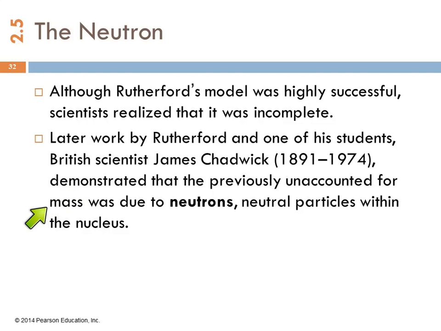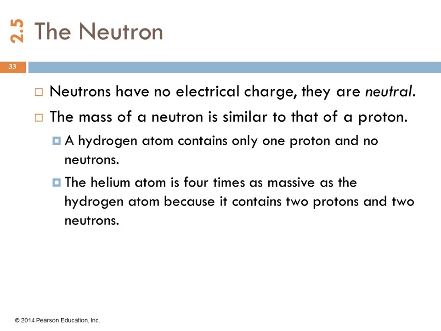They figured out that the unaccounted for mass was due to neutrons. So there are not just protons in the nucleus, but there's another particle. It's called a neutron, and it's neutral. Okay? Neutrons are neutral, protons are positive. That leaves the electrons to be negative. So we've got the neutrons and the protons in the nucleus. Neutrons are neutral, no electrical charge. The mass of the neutron is similar to that of a proton. So they're about the same size. And for our purposes, we can consider them to be the same size.